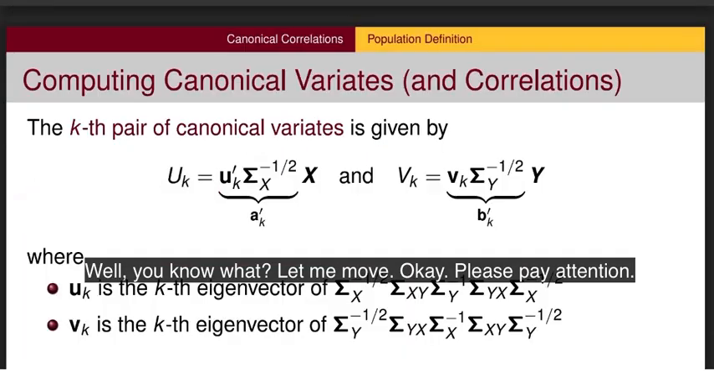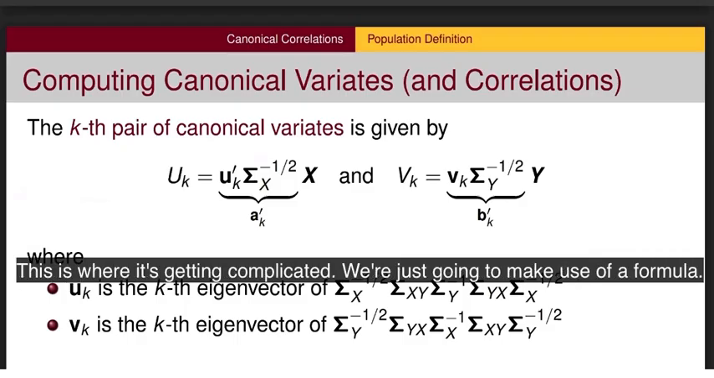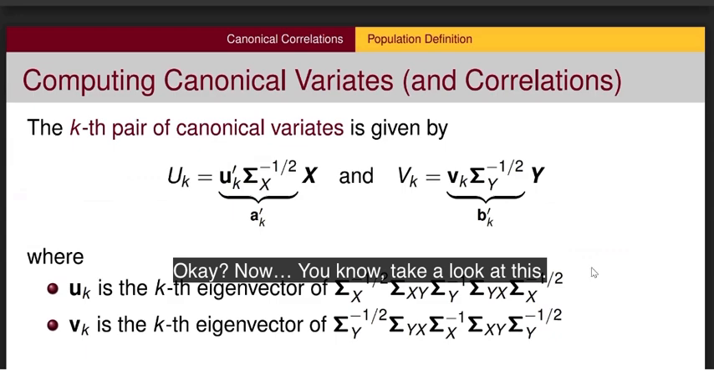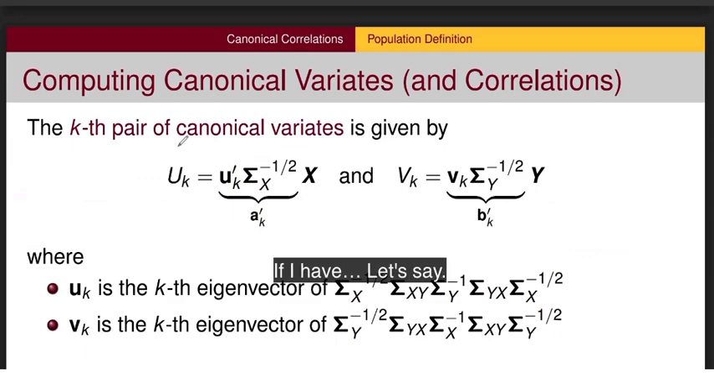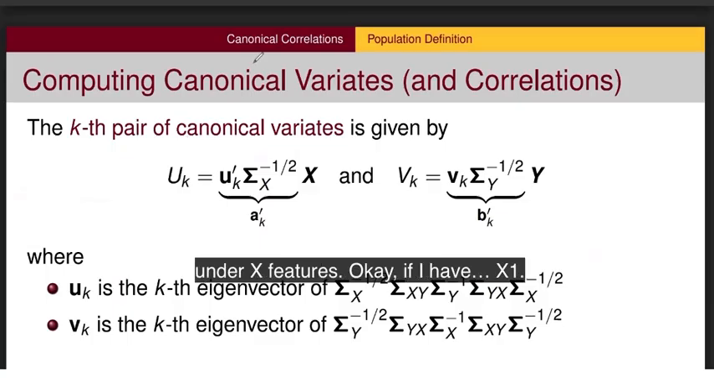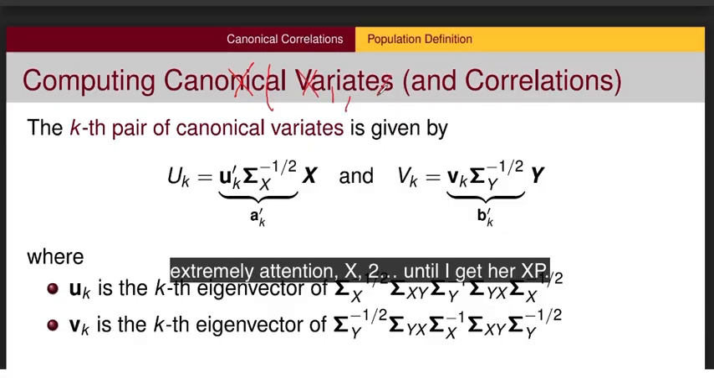Please pay attention. This is where it's getting complicated. We're going to make use of a formula. If I have, let's say, under the X features, X1, X2, until I get to Xp.